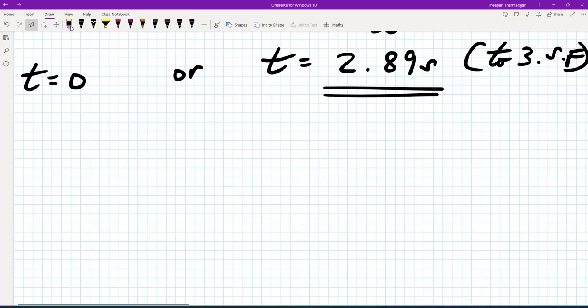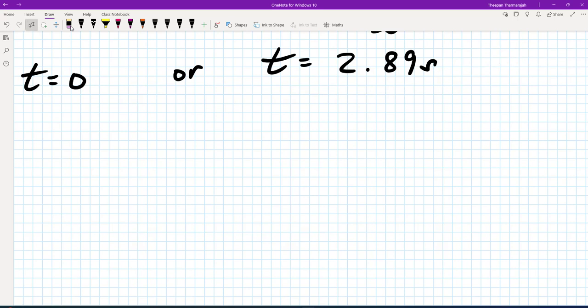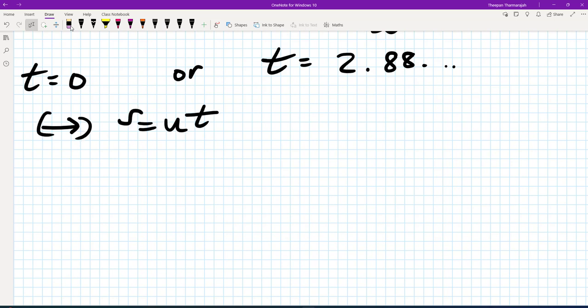So now what we need is the displacement horizontally, and we need to use the true value. So I'm going to put 2.88 and so on. So horizontally, we need the SUVAT formula S equals ut. As I explained in the previous example, a will be 0 because it's constant velocity. So we can say that's going to be the following.